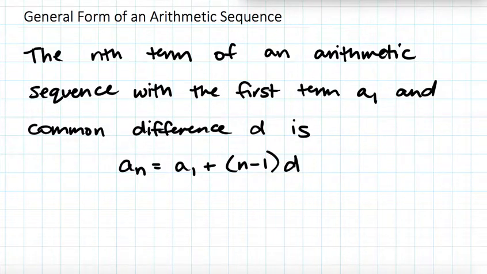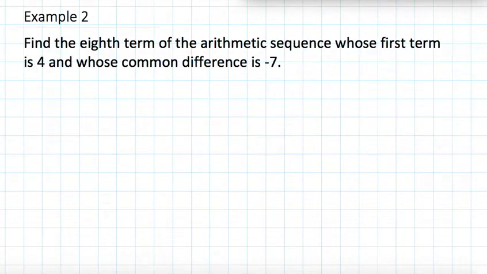So this is an important formula. Obviously you don't need to memorize it for this class since you'll be able to look at this in your notes, but we're going to be using this formula for our next few examples. So we're going to start with example 2. It says to find the 8th term of the arithmetic sequence whose first term is 4 and whose common difference is -7. And so what you need to be able to do here is pick out the numbers and be able to plug them into the formula.